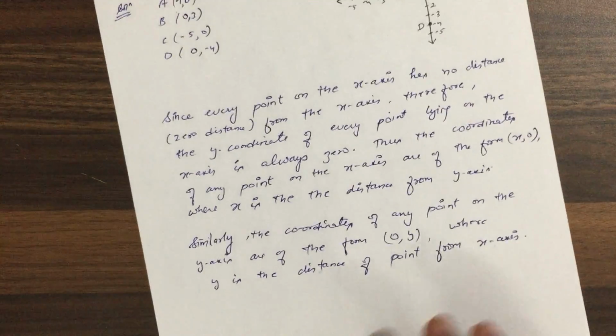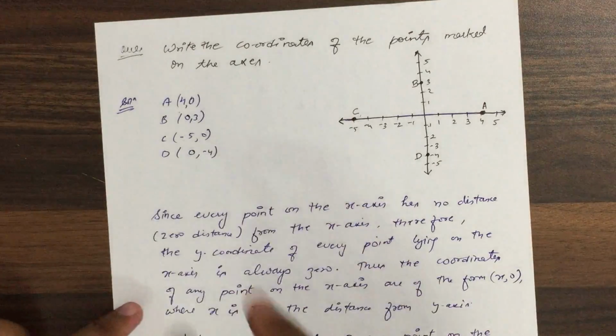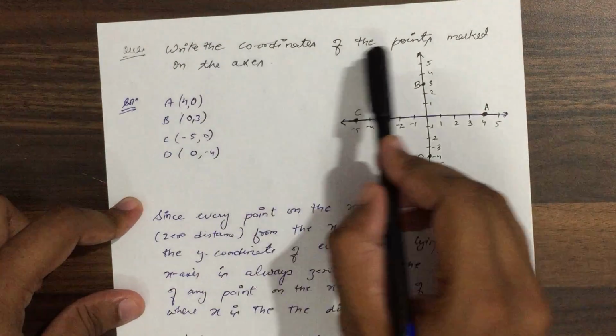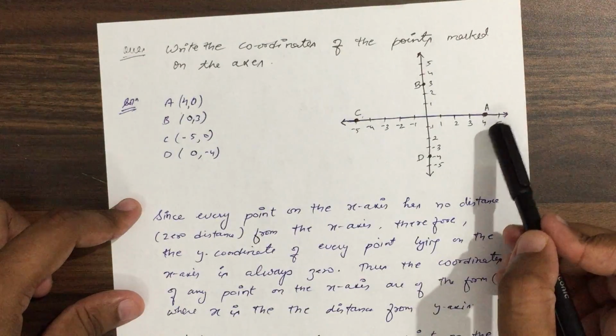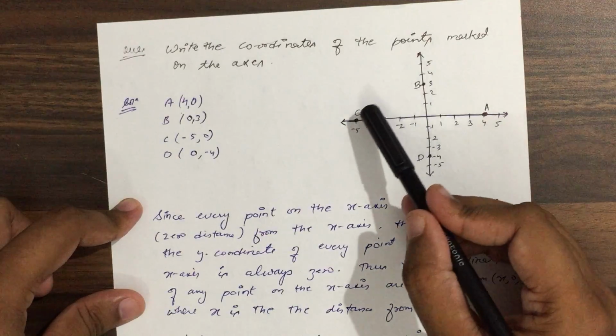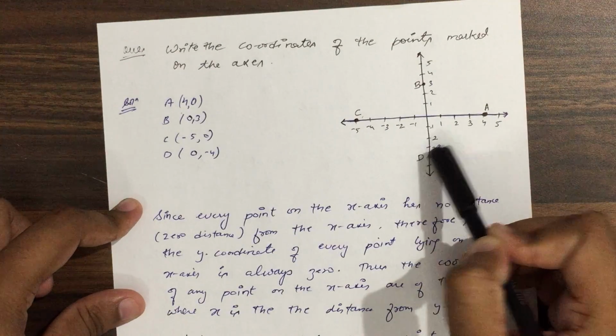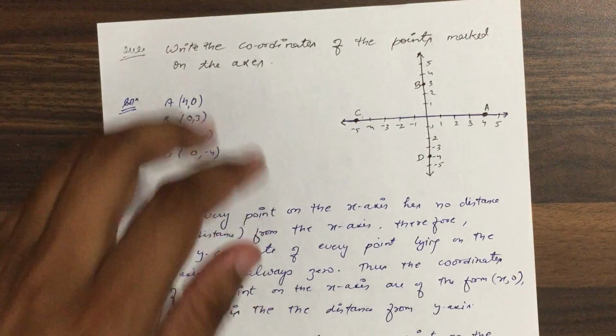Now comes the important concept. Suppose you see the question: write the coordinates of the points marked on the axes. Suppose you have these 4 points, A, B, C and D, and you have to find the coordinates of these points. So how will you proceed?